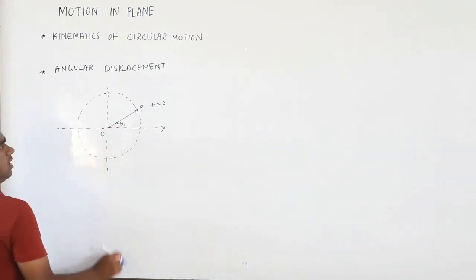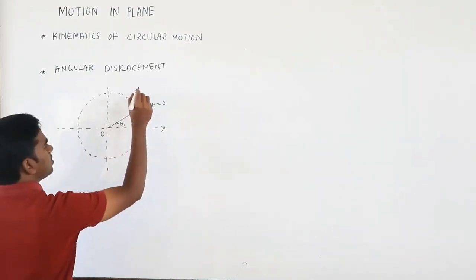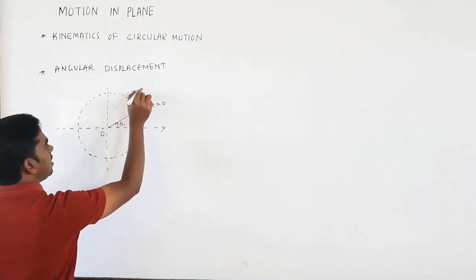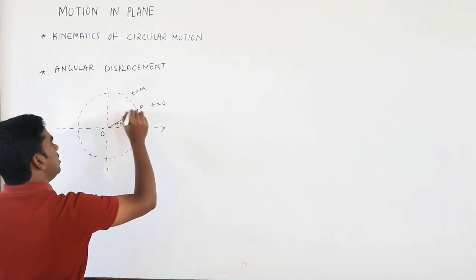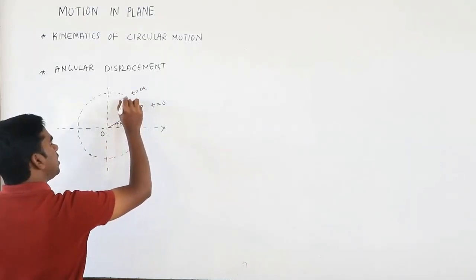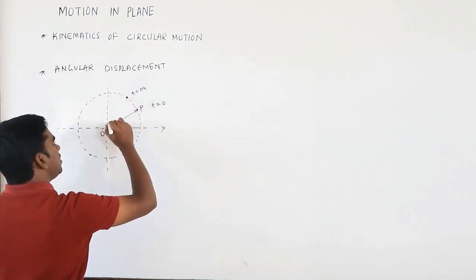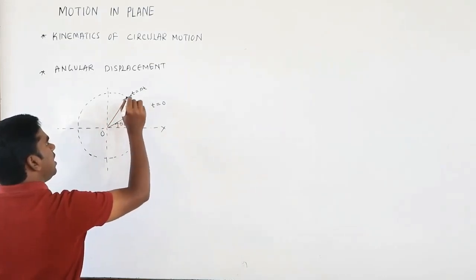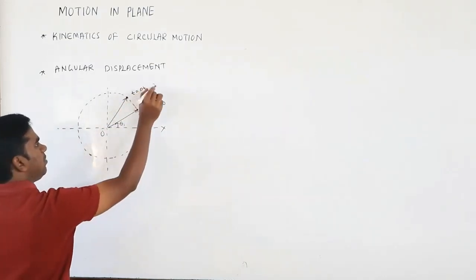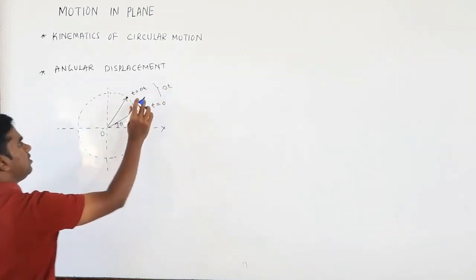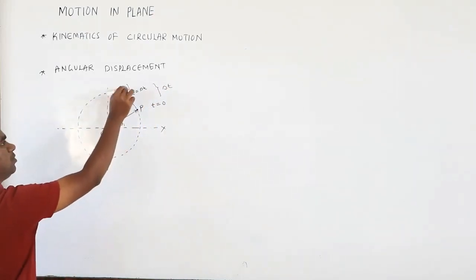Suppose at t equals some delta t, what will happen? This object comes here. This is the position vector at t equals delta t. So how much time interval has it taken? It has taken delta t to come from P to P dash.